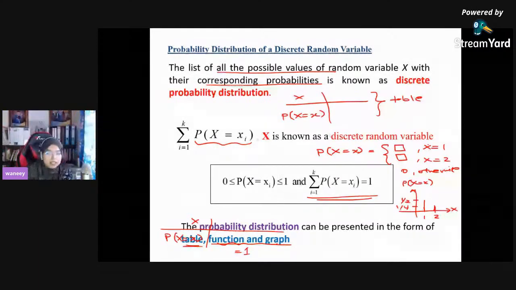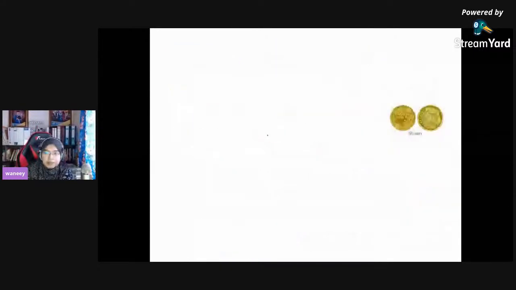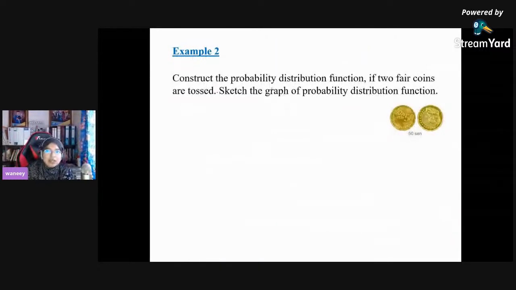Okay, let us go to the second example. Construct the probability distribution function if two fair coins are tossed. Sketch the graph of the probability distribution function. Okay, so I need to construct the probability distribution function. So firstly, let us draw the tree diagram first because we have to calculate the probability.